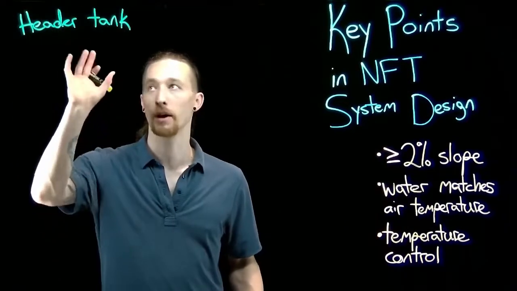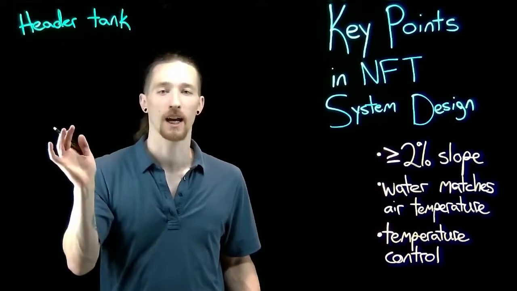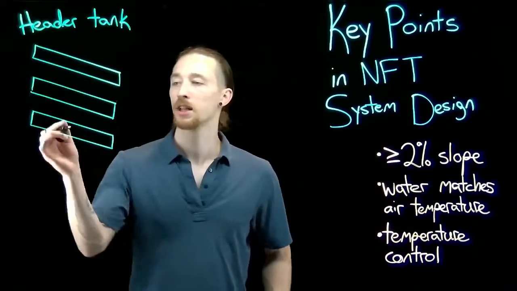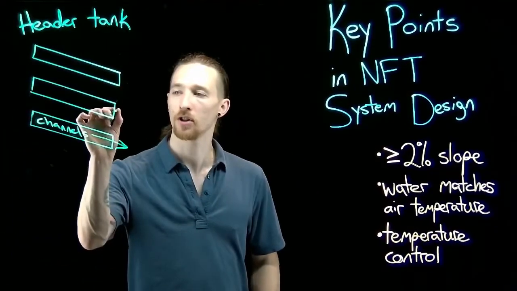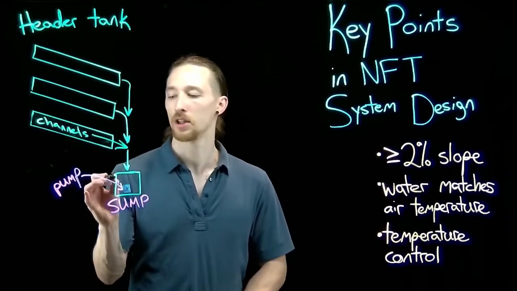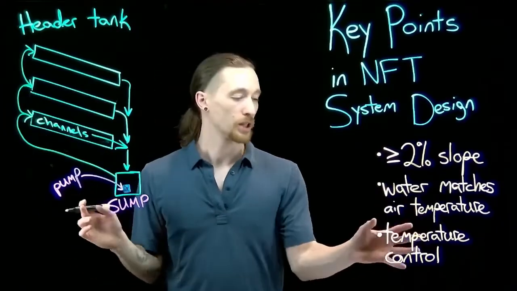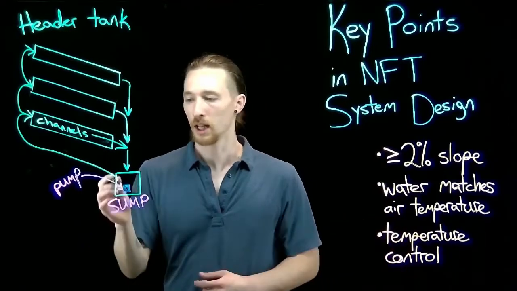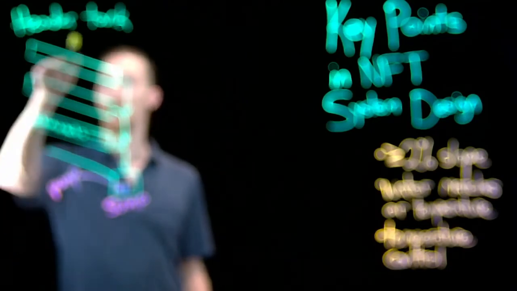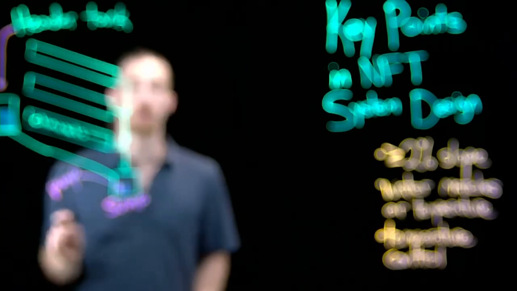So I want to make a quick note about a header tank. I should have done this while I had the other drawing still up, but that's all right. So if we have a series of NFT channels, the classic condition is to have these channels all drain down to a single sump location, which itself contains a pump, which then sends the nutrient solution back up through the channels yet again. The other option, which again, this is why I'm bringing it in because of the temperature control, is to actually intervene and pump from the sump to the header tank, which then allows you to more directly control this water.